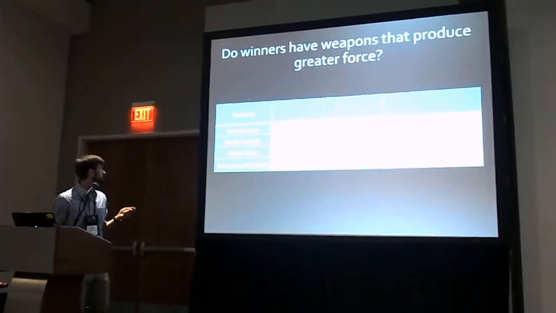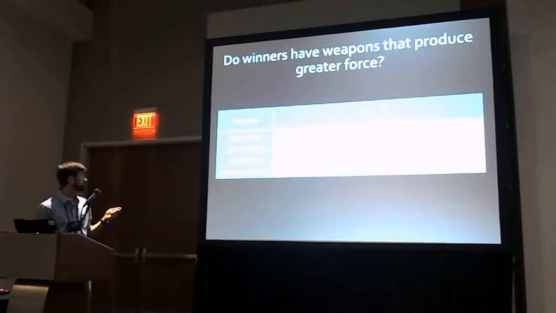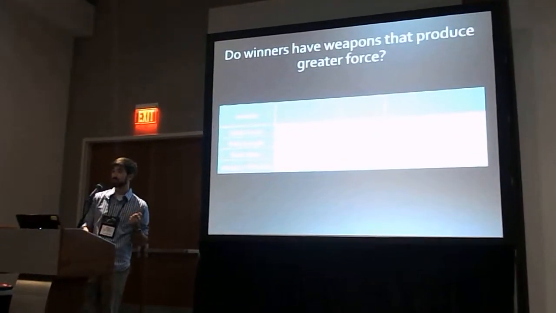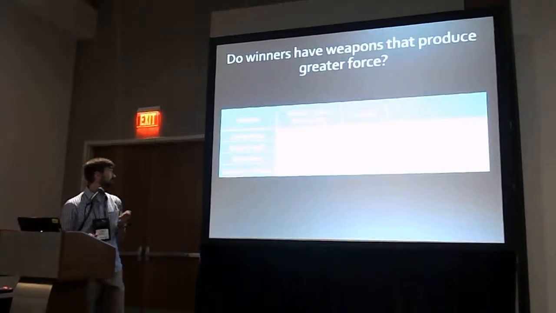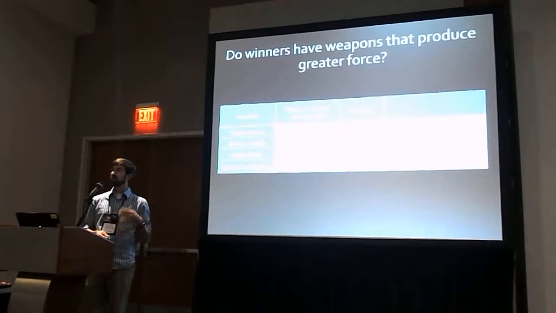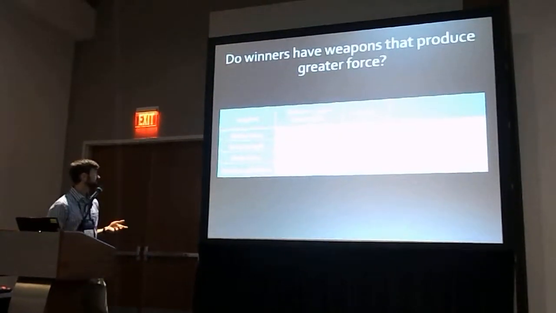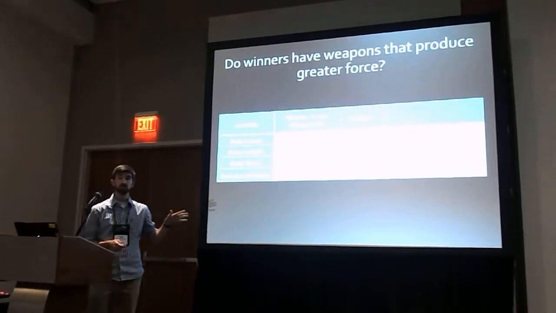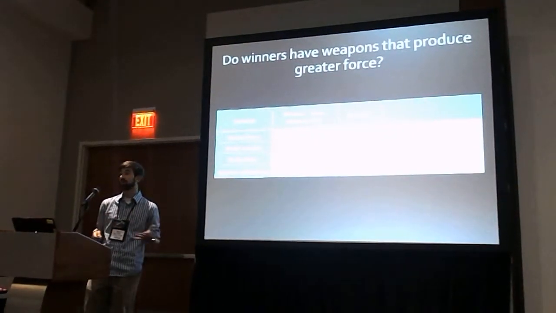So for this, I'm going to show you a table of 4 variables that we measured: our strike force, body length, body mass, and the number of strikes delivered during the fight. And I'm going to show you the winner minus loser mean, and then a significance test of that mean. So if our hypothesis is that winners of fights have weapons that produce greater force, we predict a winner minus loser value that's significantly greater than 0.